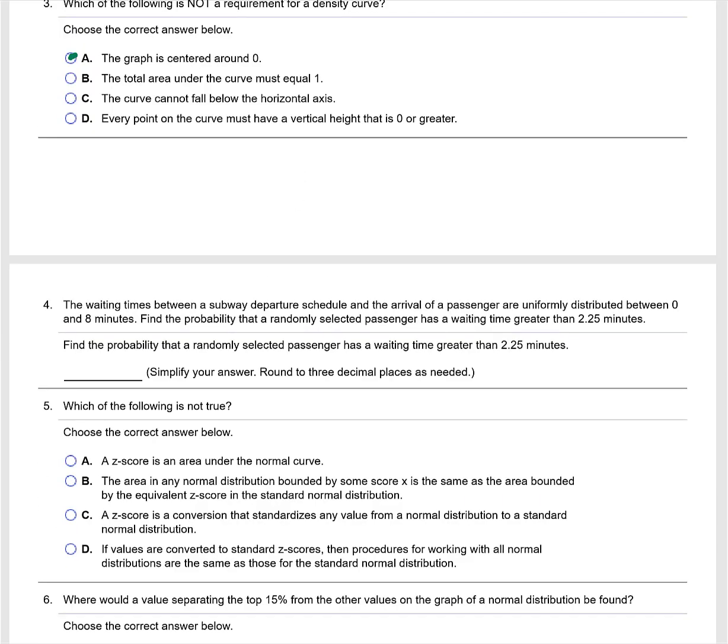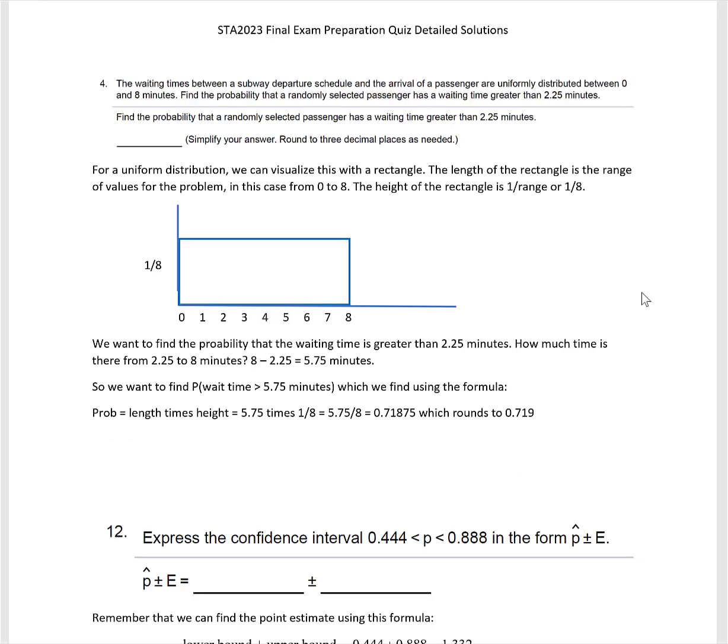Question number 4. I have a detailed solution for this one because I drew a little picture. So the waiting times between a subway departure schedule and the arrival of passengers are uniformly distributed between 0 and 8 minutes. Find the probability that a randomly selected passenger has a waiting time greater than 2.25 minutes. So for the uniform distribution, we can visualize with a rectangle, and along the x-axis I've put the increments from 0 to 8, and so therefore, since there's 8 increments there, the height of the rectangle must be 1 over 8, which is 1 over the range, and we want to find the probability the waiting time is greater than 2.25 minutes. So we basically want to find this area up here divided by the total area.